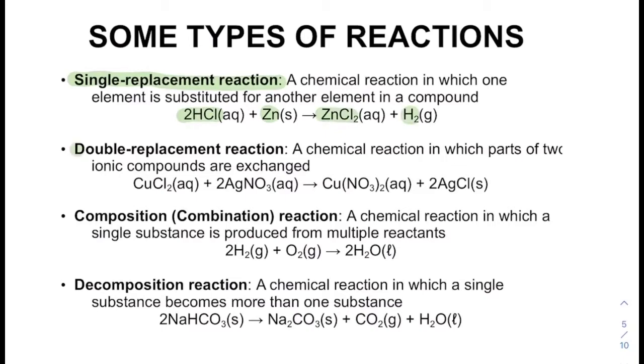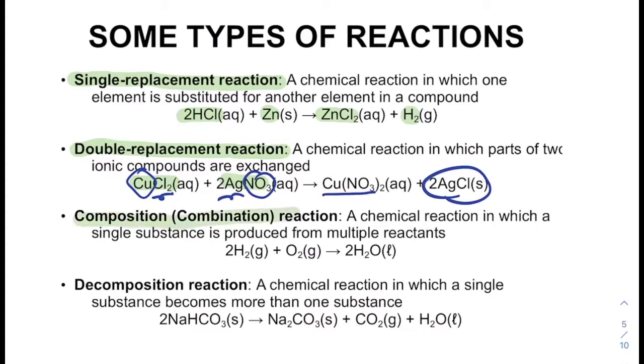Double replacement is when we have two compounds come in, and they both have two species. In our product, they just switch. So the copper here gets together with the nitrate here to become copper nitrate, and the chlorine and the silver are left over to make silver chloride. That's called a double replacement reaction.